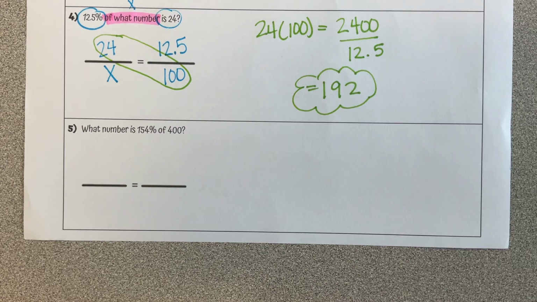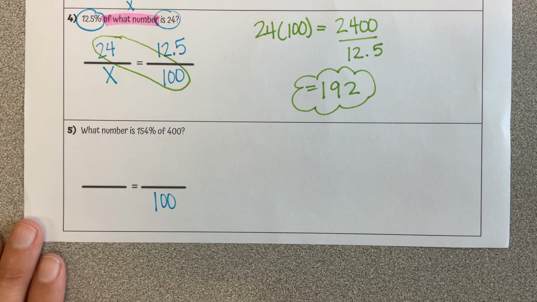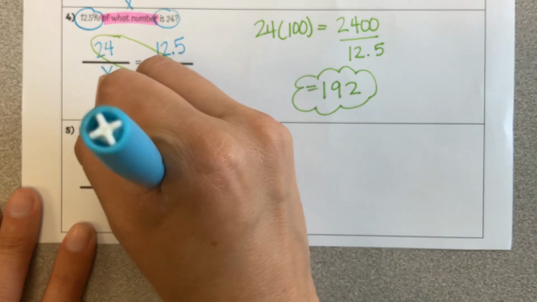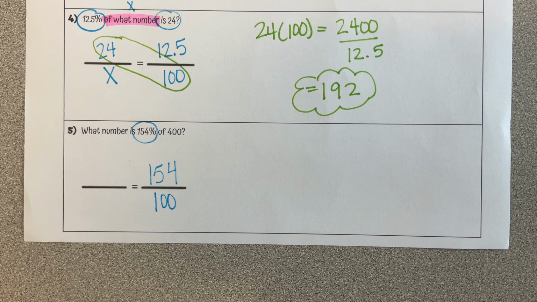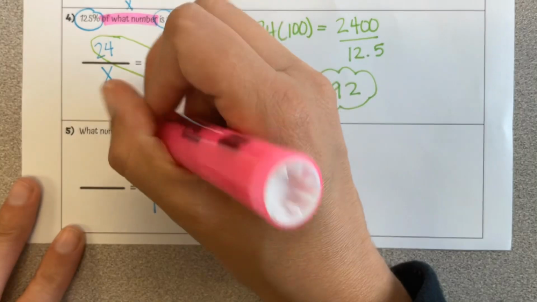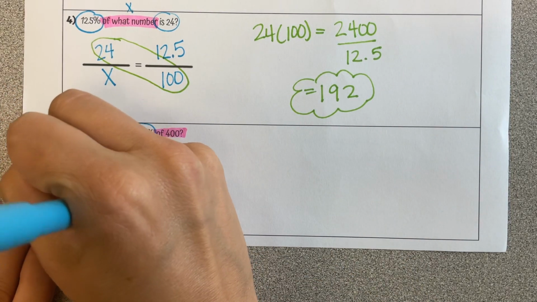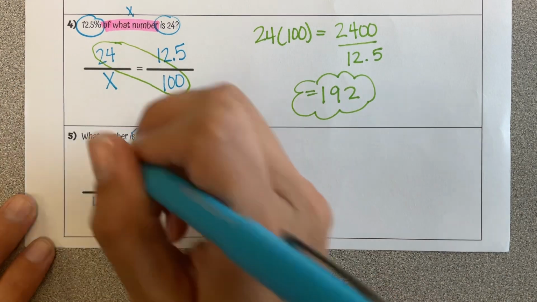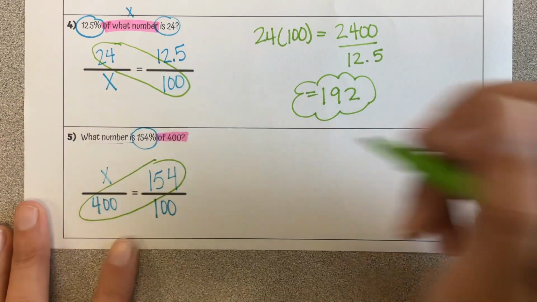All right, last one. First step, just like the rest, out of 100. Next step, look for that percentage. 154%. Yes, we can calculate percentages over 100. Look for that keyword "of" and what follows. "Of 400" tells us that the whole is 400. And then that means what's left over here, we don't know. "What number is," we don't know that part.